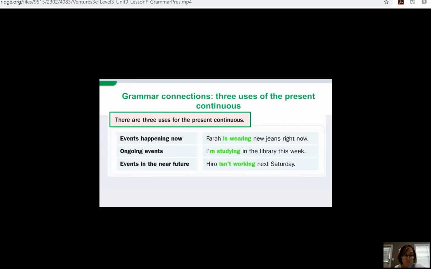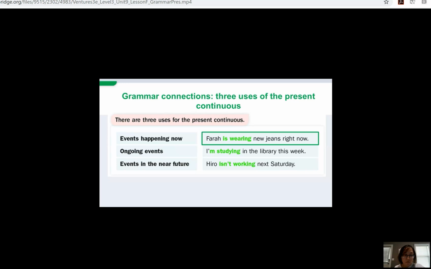There are 3 uses for the present continuous. Events happening now: Farah is wearing new jeans right now. Ongoing events: I'm studying in the library this week. Events in the near future: Hero isn't working next Saturday.